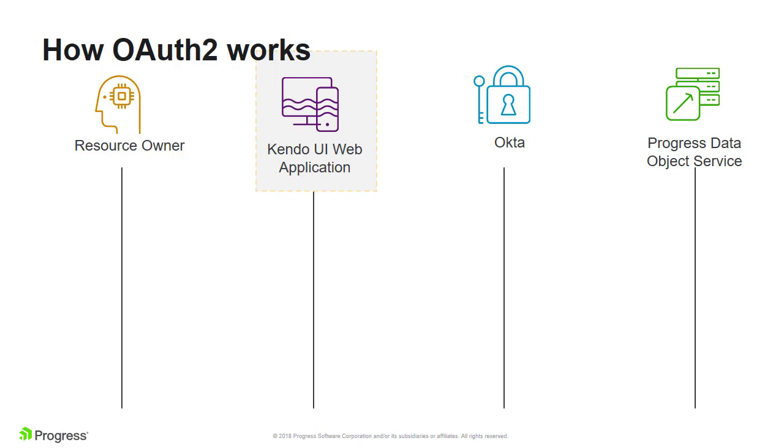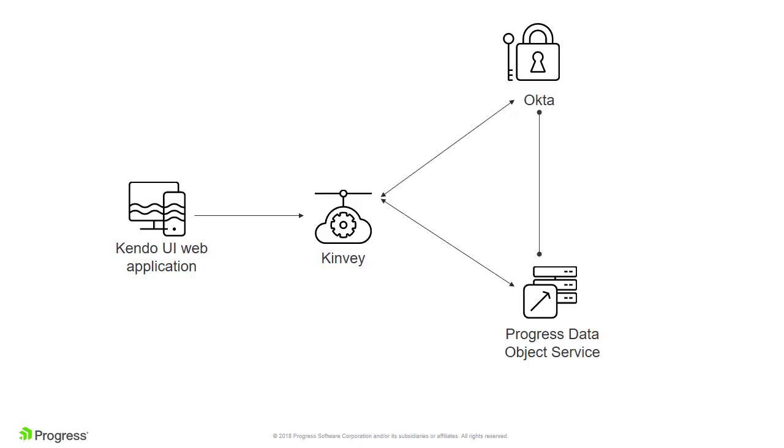To set up an OAuth flow between these components, we'll use Kinvey. We'll add the Progress Data Object Service as a rapid data service in Kinvey and configure a Kinvey MIC service to integrate the rapid data service with the authorization server. While Kinvey can work with a wide range of identity and access management systems, for this video we'll use Okta. The Progress Data Service in Kinvey will be used in a Kinvey collection, which in turn will be accessed by the Kendo UI client application via the Kinvey SDK.